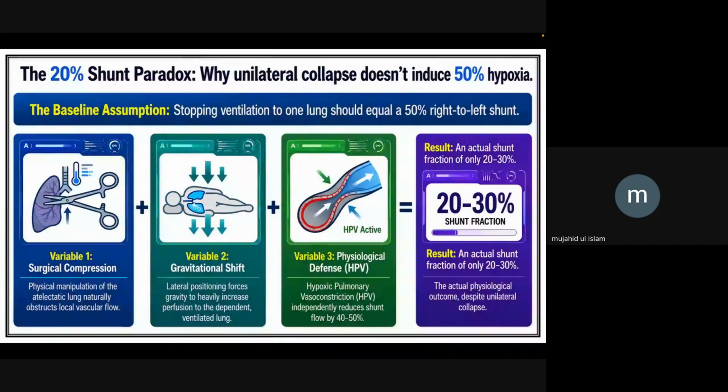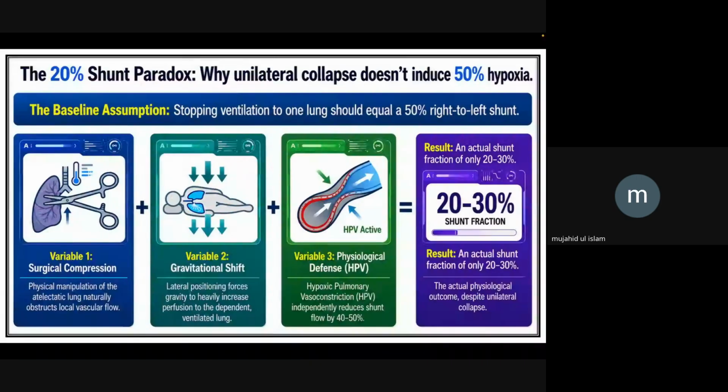At first glance, it seems logical that if we stop ventilating one lung, we should create a 50% right to left shunt, since one of the two lungs is no longer participating in gas exchange. However, this is not what happens in clinical practice. During one lung ventilation, the actual shunt fraction is typically only 20 to 30%. And three main physiological mechanisms explain this difference.